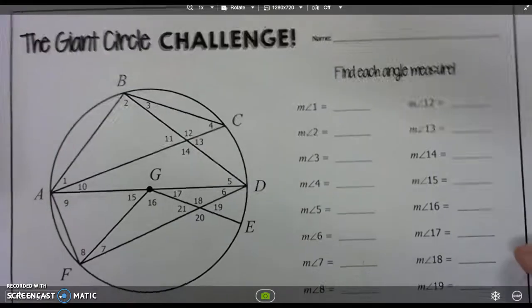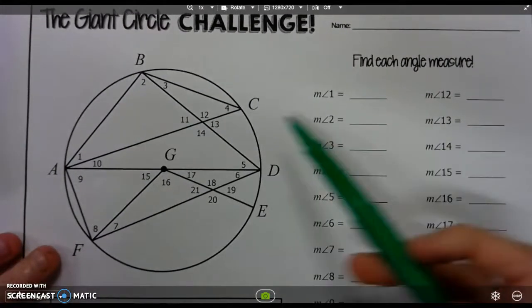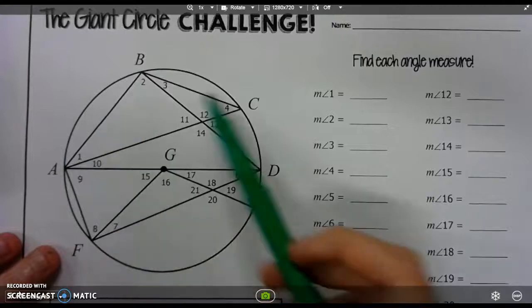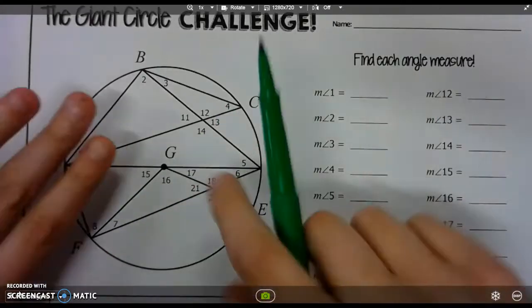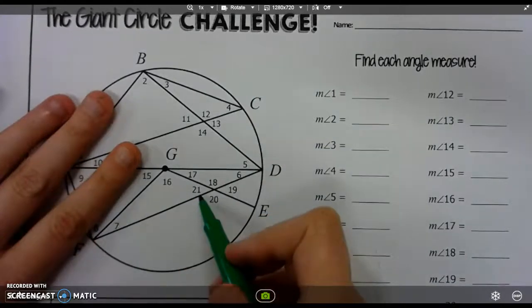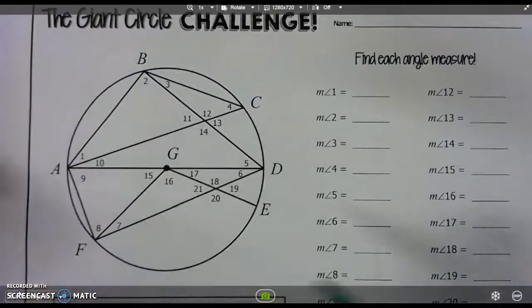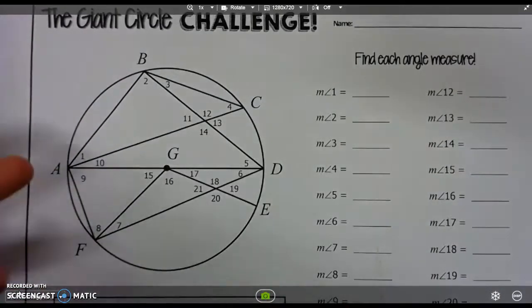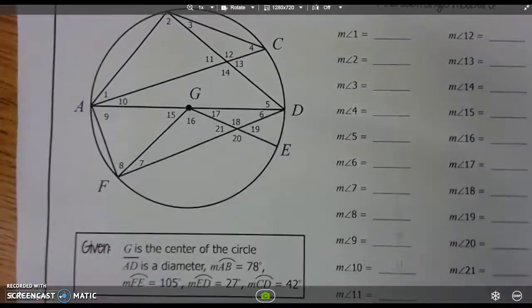So, the Giant Circle Challenge, if you notice, has a whole bunch of inscribed angles, and it has a bunch of central angles. And then if you look, 7, 16, and 12 make a triangle, right? So you're going to have to use inscribed rules, central rules, triangle rules. I think that's it. That and 360, right?